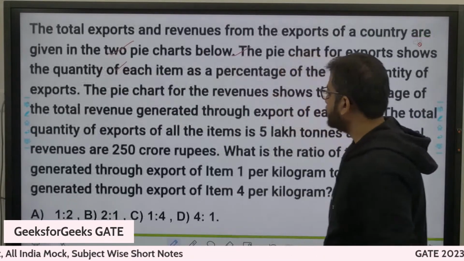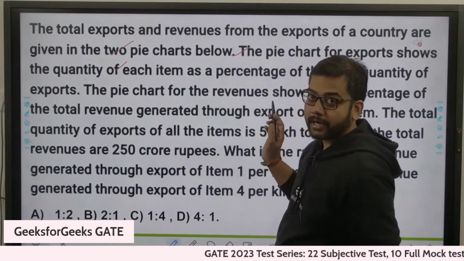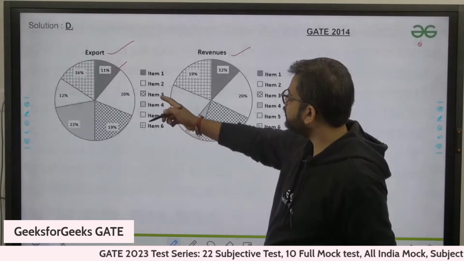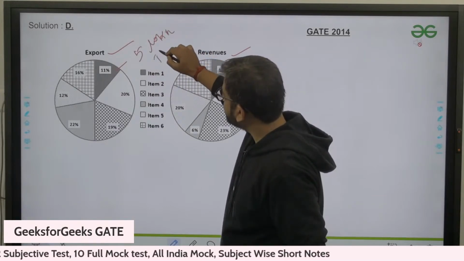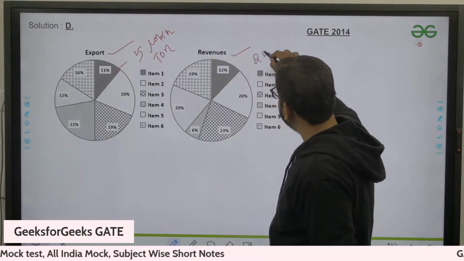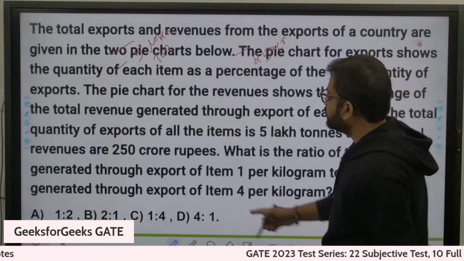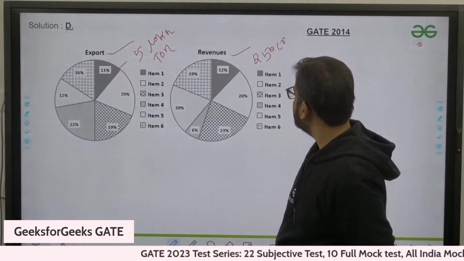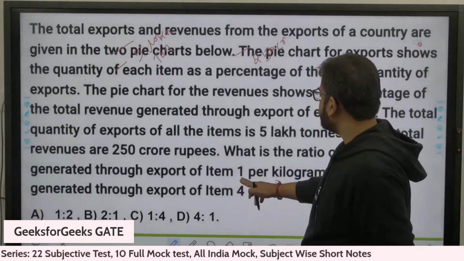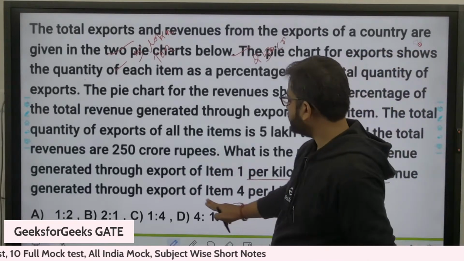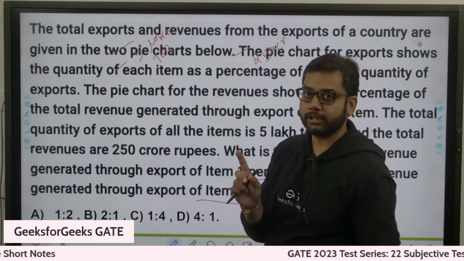Now they have mentioned that total production or total export is equal to 5 lakh tons, and total revenue is 250 crore rupees. What they are asking is the export quantity of 1 kilogram and the revenue of 4 kilogram. It means the export value of 1 kilogram and the revenue quantity of 4 kilogram.